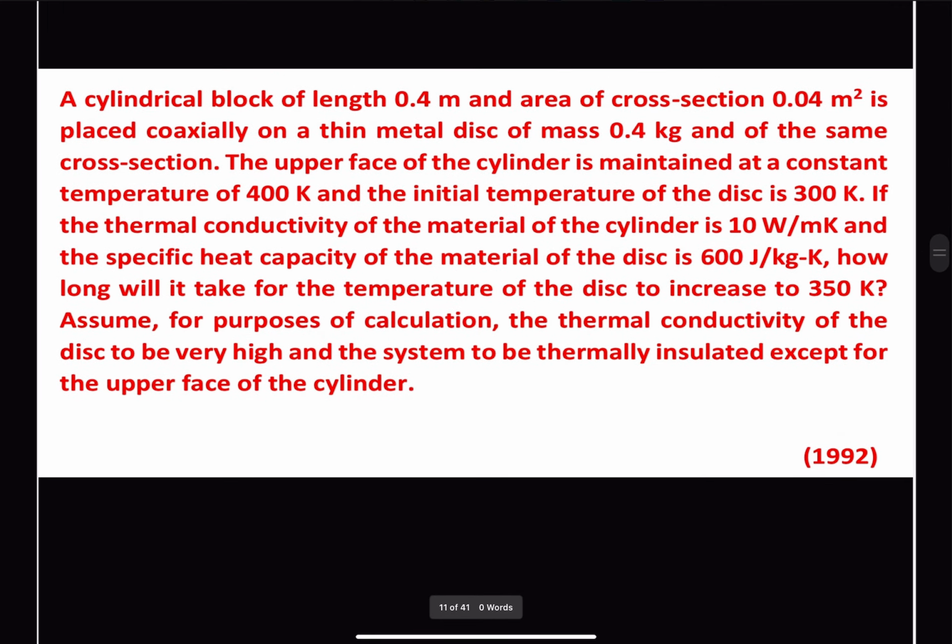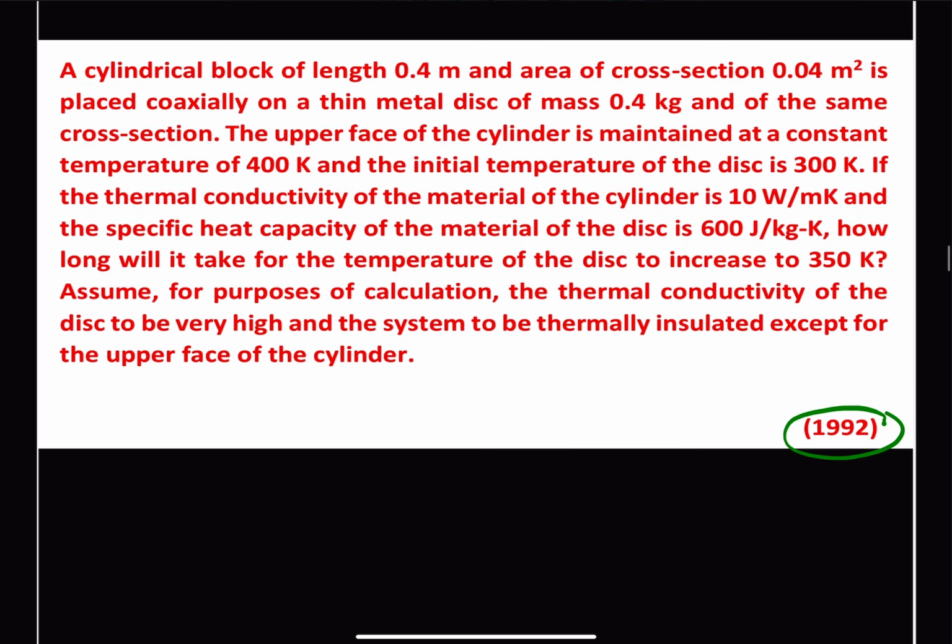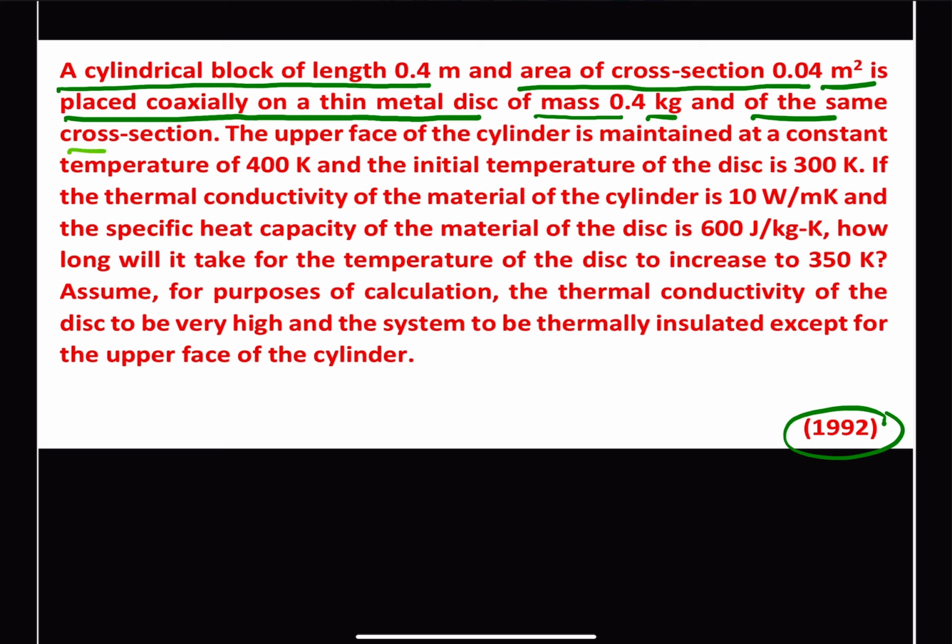It was asked in the year 1992, and it states that a cylindrical block of length 0.4 meter and area of cross section 0.04 meter square is placed coaxially on a thin metal disc of mass 0.4 kg and of same cross section. The upper face of the cylinder is maintained at a constant temperature of 400 Kelvin and the initial temperature of the disc is 300 Kelvin.